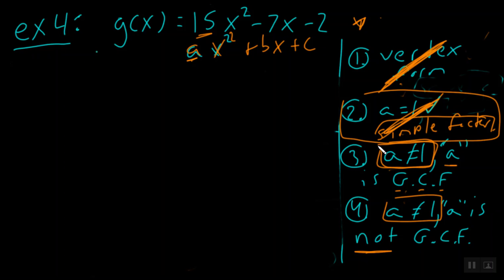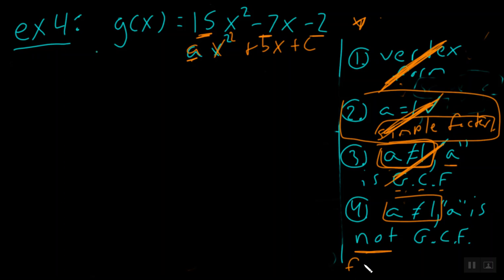And next we ask ourselves, is the a value the GCF? Meaning, can 15, negative 7, and negative 2 all be divided by 15? Well, guys, clearly negative 7 and negative 2 cannot be divided by 15. So this is the situation where a does not equal 1, and it is not a GCF.